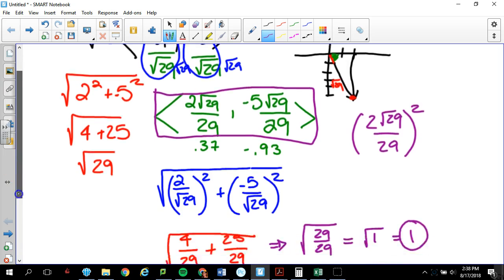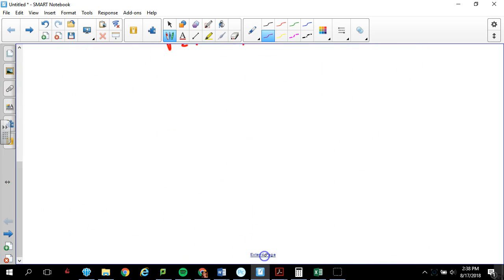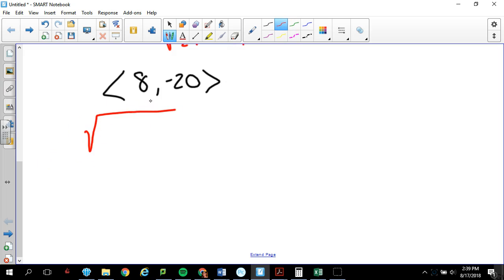Okay, so let's try another one, just to make sure we've got the idea down. So if I give you the vector of, let's do 8, negative 20. This one gives us a couple of ugly things to try and deal with so you can kind of see all of it. Okay, so let's figure out the magnitude.